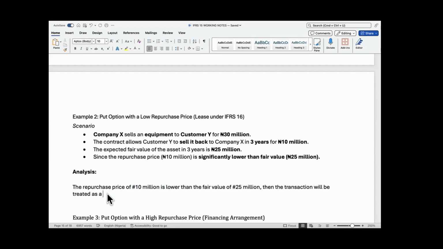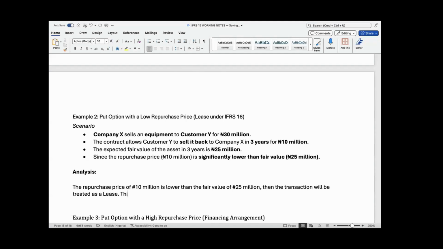The fair value is greater than the repurchase price. Leases. That's correct. You're also the one that answered it last time and you were correct, so you are still correct now. So we are going to see it as a lease in this case of a put option.